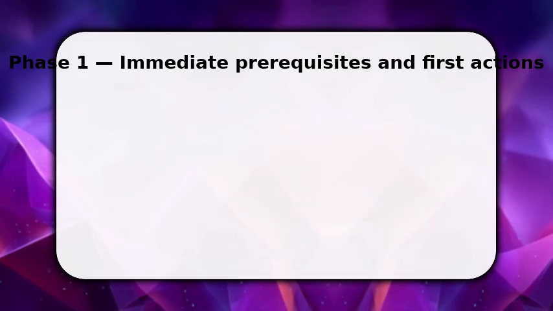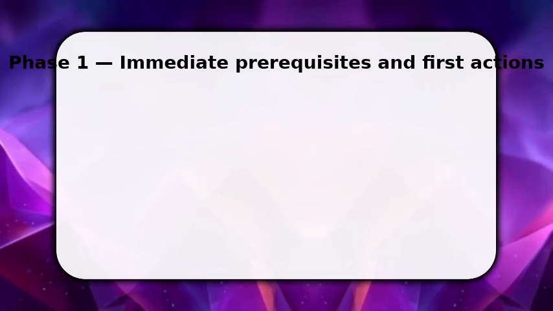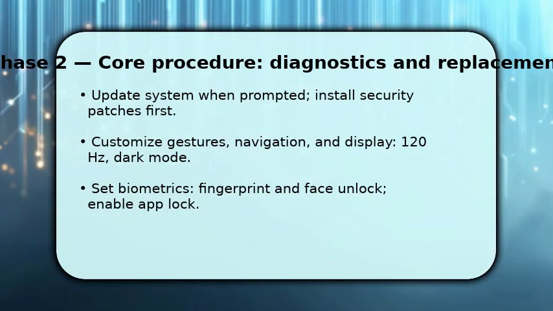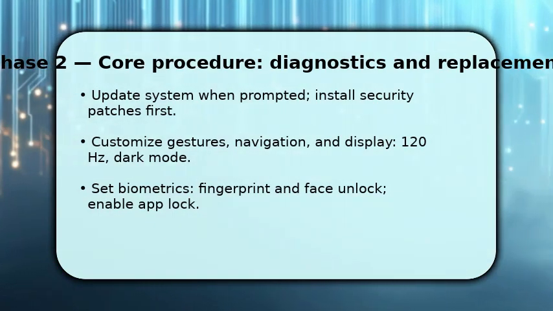Now you move into deeper configuration to optimize performance and security. Start by installing system and security updates. These fix bugs and improve 5G stability.